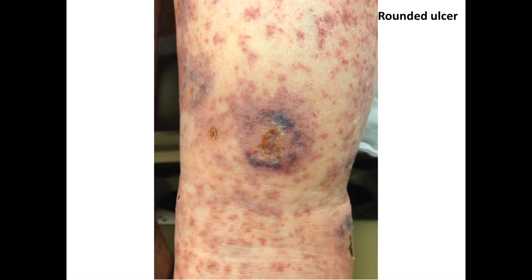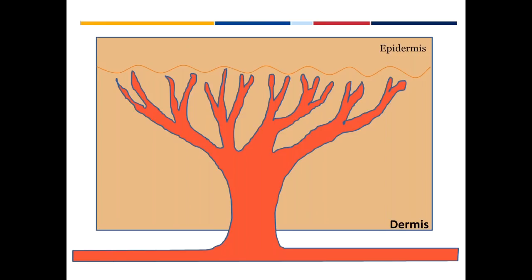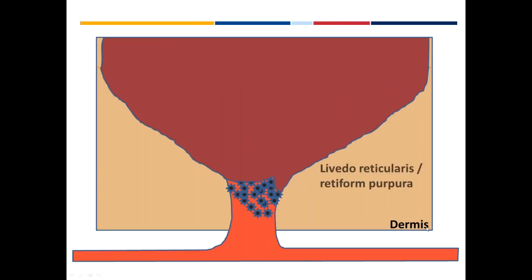For medium vessel vasculitis, now we're impacting the trunk of that tree, and so the whole overlying area is impacted, and you can see livedo reticularis or retiform purpura, and I'll show examples in a moment. If the insult is significant enough, you can have necrosis or death of the skin and ulceration.